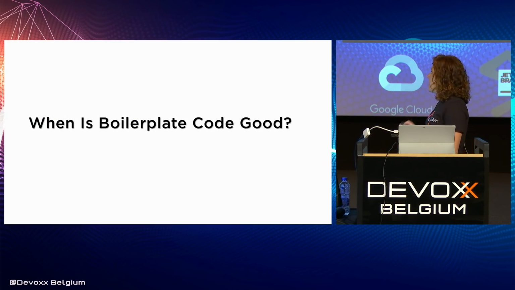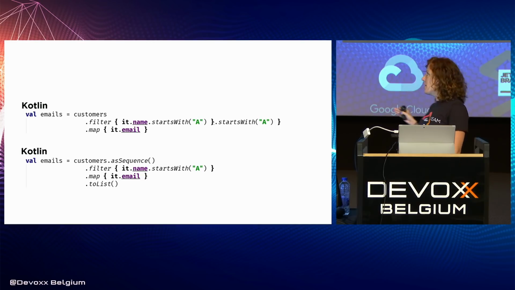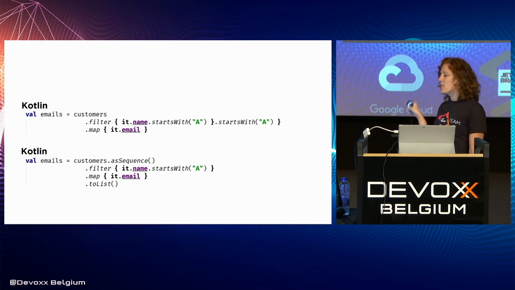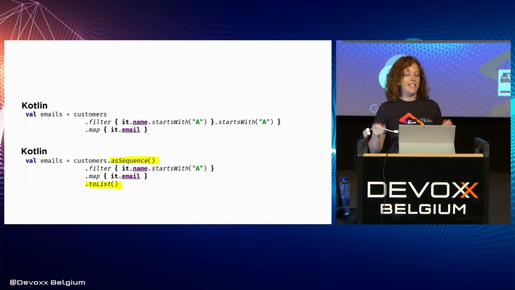So the flip side: when is boilerplate code good? When is it a good thing to have extra code? For example, you might argue that having the as sequence and the to list is a good thing to have. But of course, this isn't boilerplate. This is telling the compiler to do something specific.